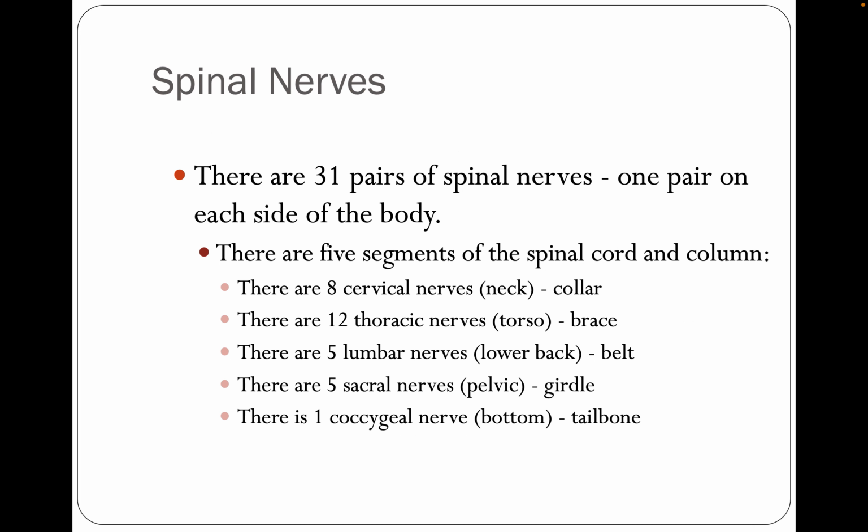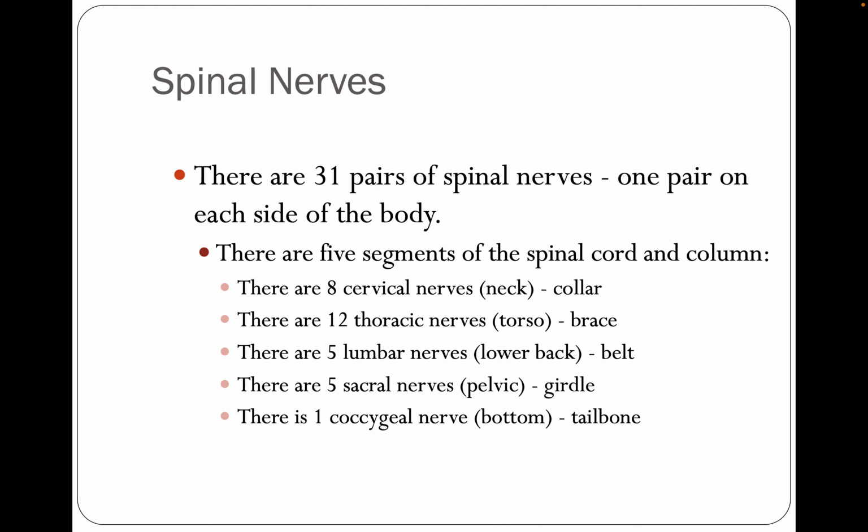There are 31 pairs of spinal nerves, 1 pair on each side of the body. There are 5 segments of the spinal cord and column. There's the cervical nerves that are in the neck, and cervical means collar, as if it's a collar of a shirt. There are 12 thoracic nerves, that's torso. It's in the torso region.